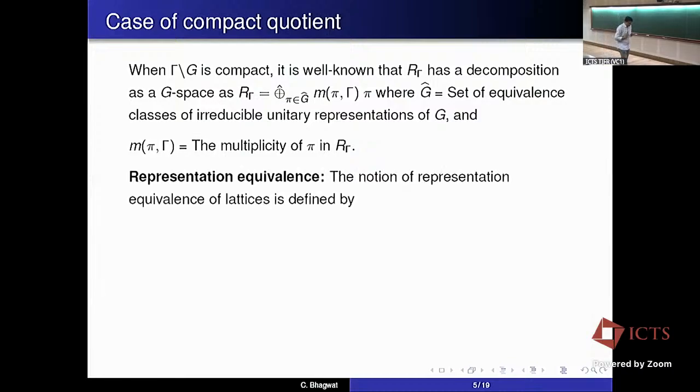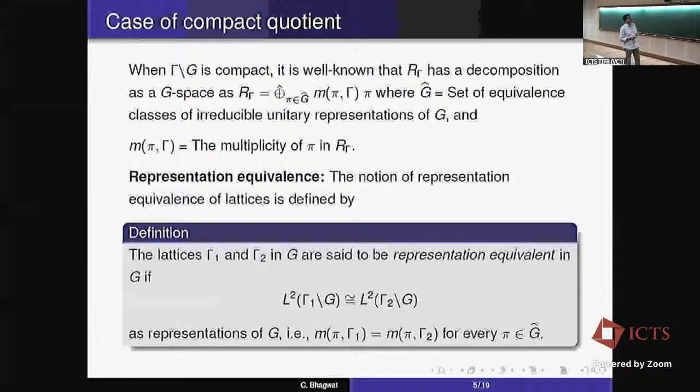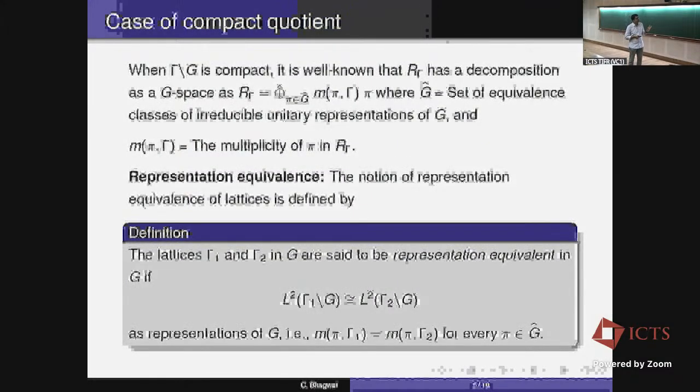Now we are going to compare what happens for two different such gammas. So let's start with two. Let me call them uniform lattices, which will mean the quotient is compact. But the definition will go through even without assuming compactness of the quotient. So you look at this definition: basically the L2 representations are isomorphic in a unitary way. So there's a unitary operator which is G equivariant and so on. Such a thing is called a representation equivalence. And here, because it was behaving like finite groups, as I said, the multiplicities being equal is sufficient to say that the representations are isomorphic.